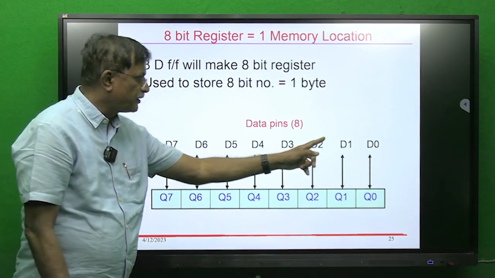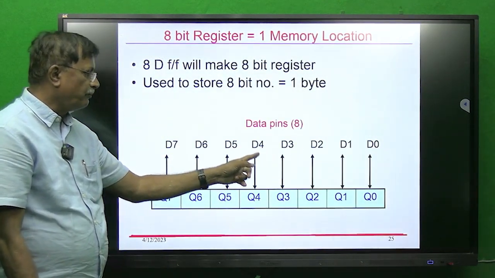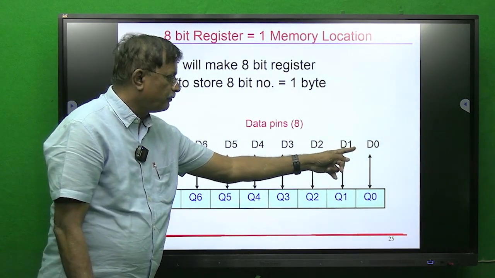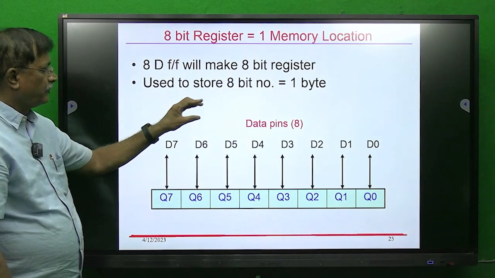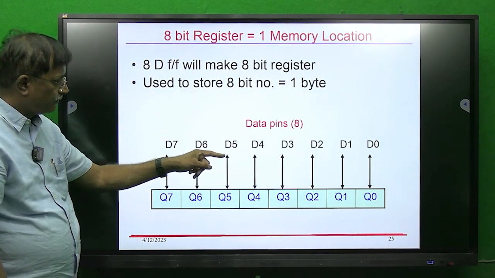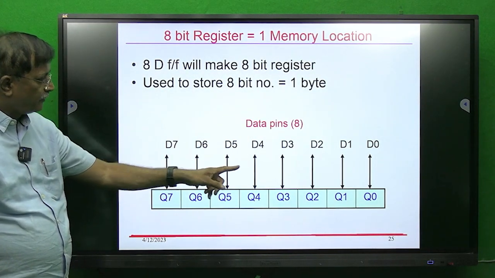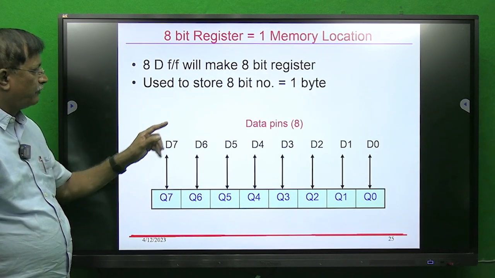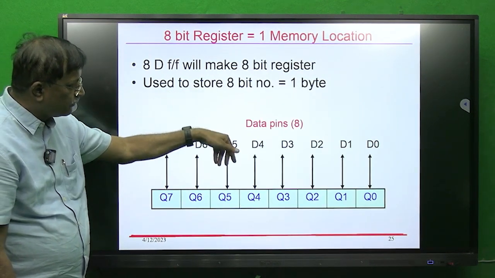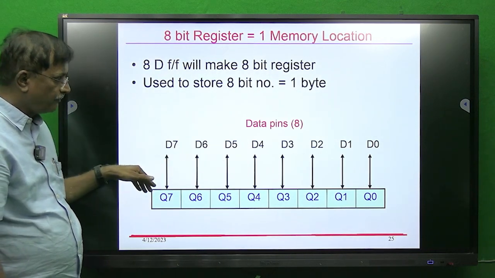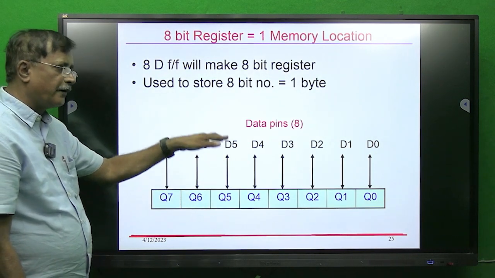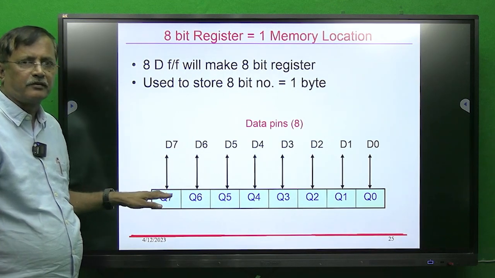So 8 data pins are connected to these flip-flops. Each flip-flop has one data pin, D0, D1 up to D7. So these 8 data pins are connected to individual flip-flops, and this makes an 8 bit register. And through these data pins you can store an 8 bit number into these flip-flops, that is called an 8 bit register. And you can also read 8 bit data from this 8 bit register.